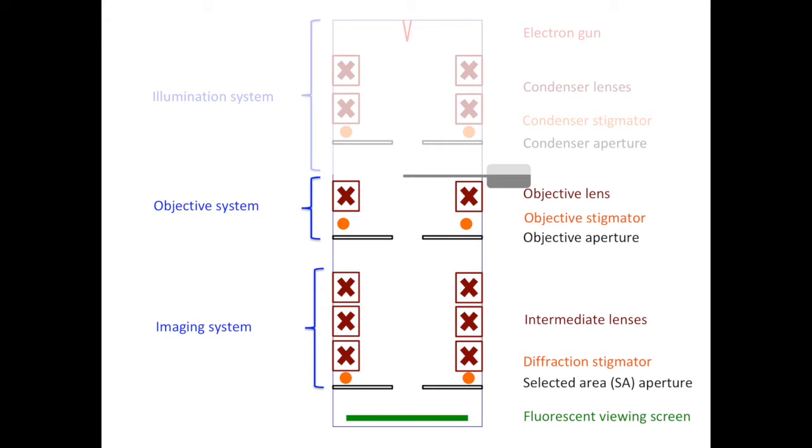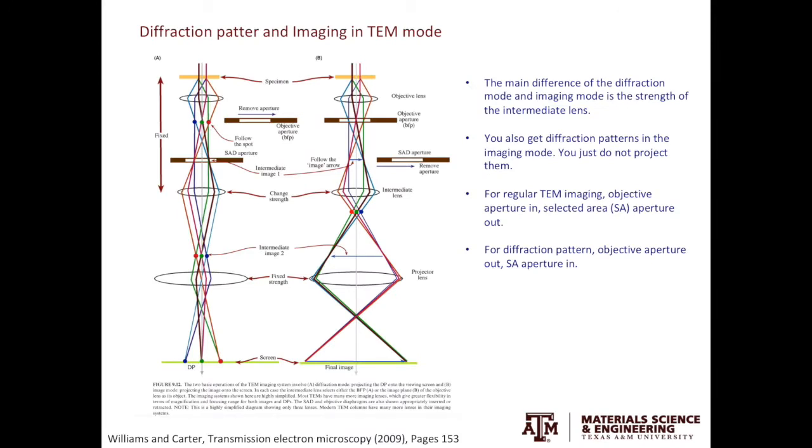There are three types of information we try to collect. These are diffraction patterns, TEM images, and STEM images. Let's look at the formation of diffraction patterns first. You should be familiar with what we are looking at now.